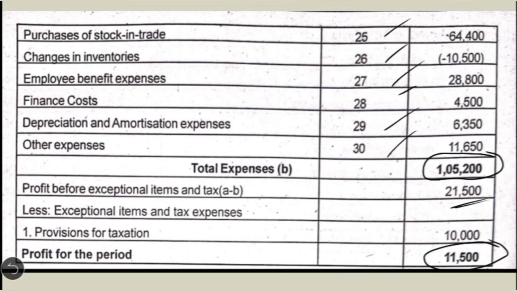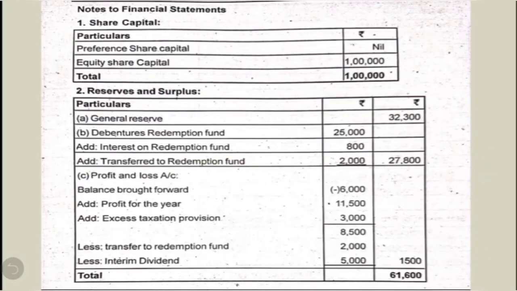So in the next step, we are going to show the various notes relating to balance sheet. First note is share capital. Here we are going to show equity share capital of 1 lakh. Total is 1 lakh. Under the second note number, that is reserves and surplus, we are going to write general reserve 32,300. For the debenture redemption fund, this is the old balance. For this, we are going to add the interest received on debenture redemption fund investment. Then this is the transfer made during the current year. So total amount comes to 27,800.